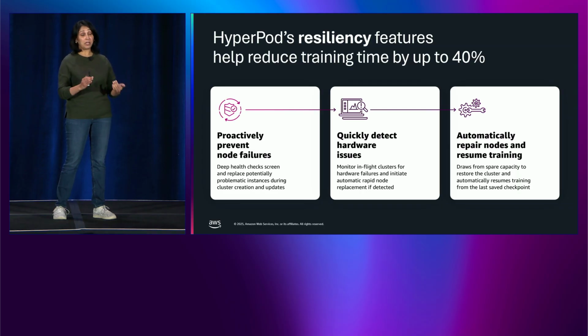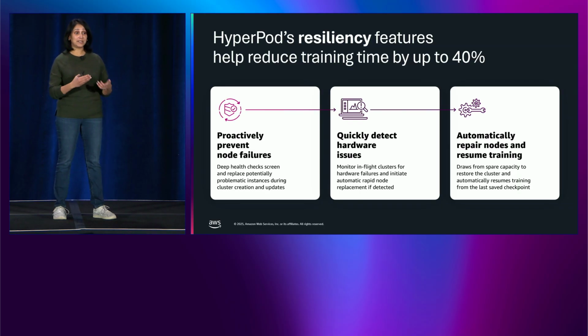So this is happening behind the scenes without needing to use your precious data scientist or ML engineering resources. In addition, there are also deep health checks that you can optionally enable on the cluster. So when you're creating your cluster, you can set up these deep health checks, and they're comprehensive checks that will run and reduce the probability of failures once your workload actually starts running.